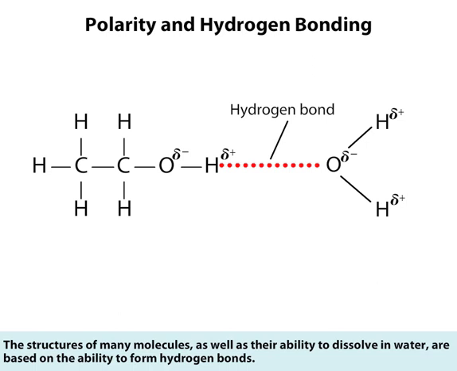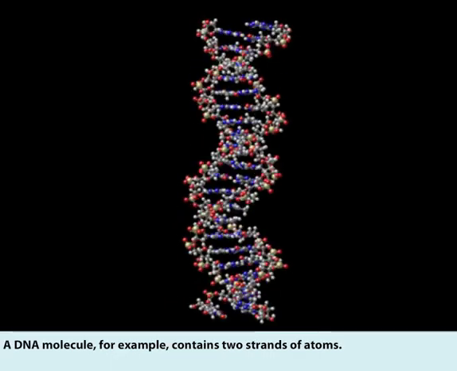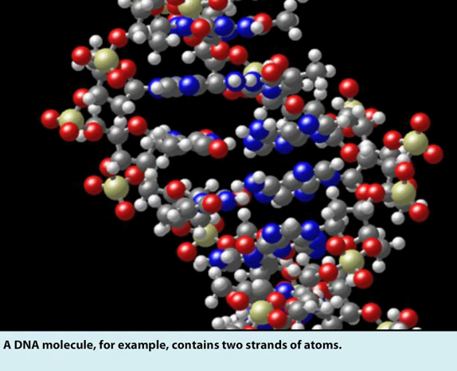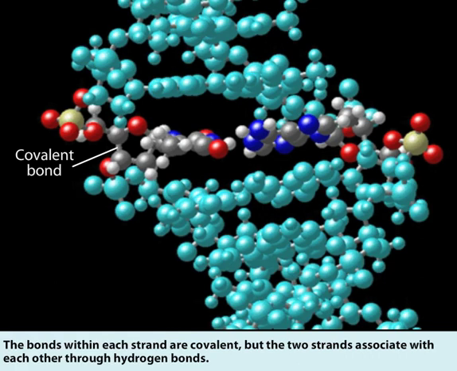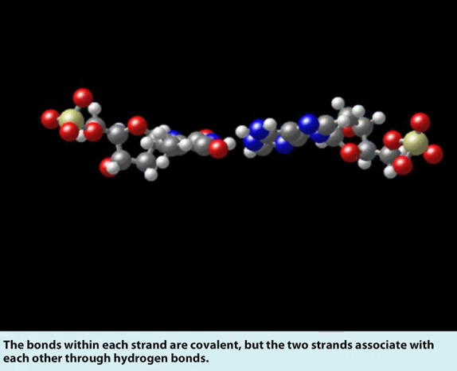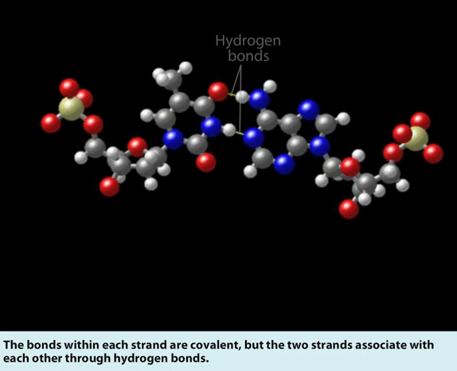The structures of many molecules, as well as their ability to dissolve in water, are based on the ability to form hydrogen bonds. A DNA molecule, for example, contains 2 strands of atoms. The bonds within each strand are covalent, but the 2 strands associate with each other through hydrogen bonds.